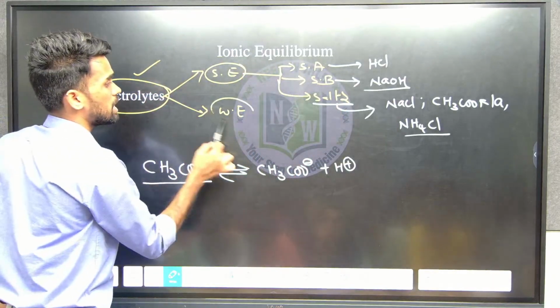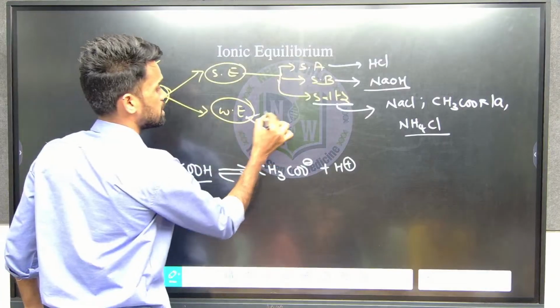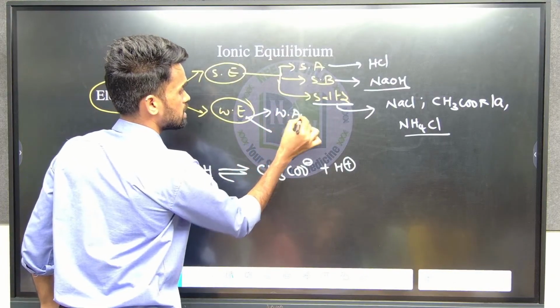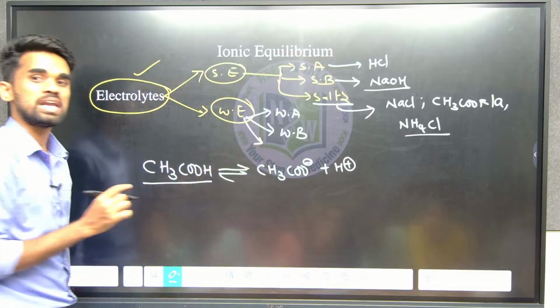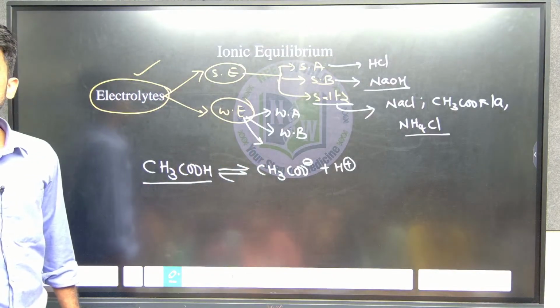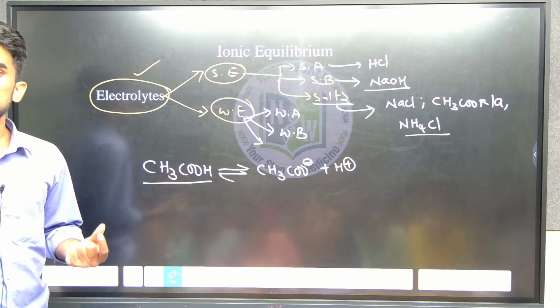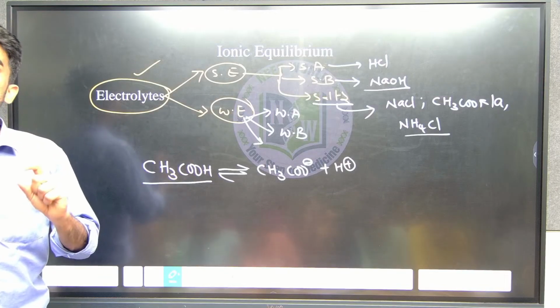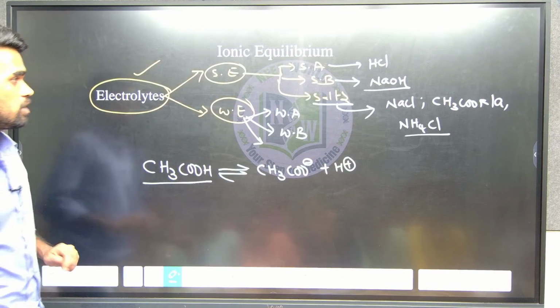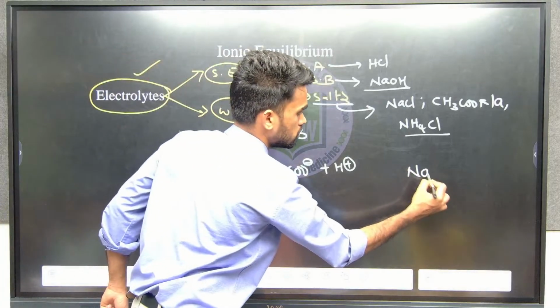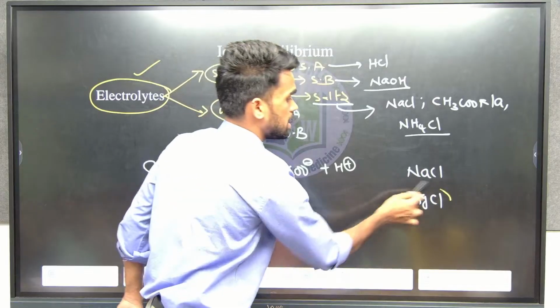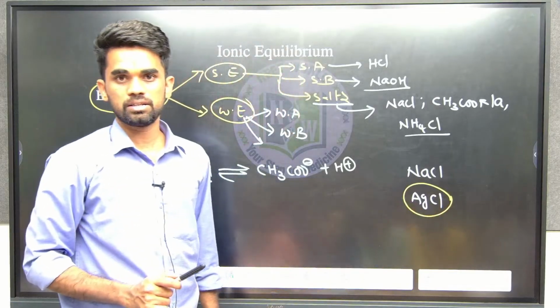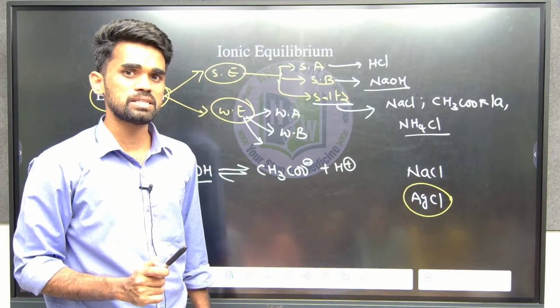Now what about weak electrolytes? All weak acids and weak bases. There is something called sparingly soluble salts. What I am saying? Sparingly soluble salts, in simple words, I can say covalent salts. Like you know NaCl, and you know AgCl. So AgCl is considered to be a sparingly soluble salt. What do we mean by sparingly soluble salt?